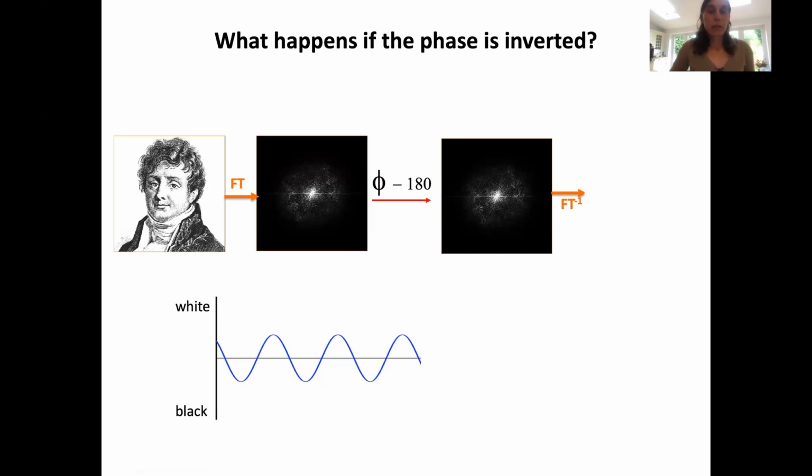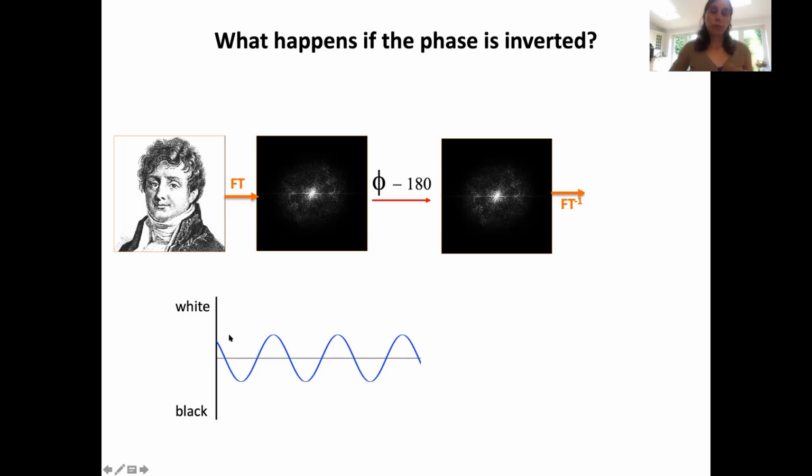Okay, what happens if we invert the phase of the Fourier transform? Now we have the Fourier transform, and we take all the phases and invert them, so subtract or add 180 degrees to the value of the phase.